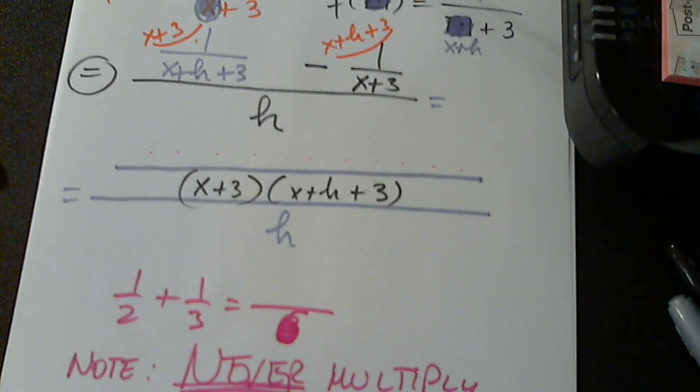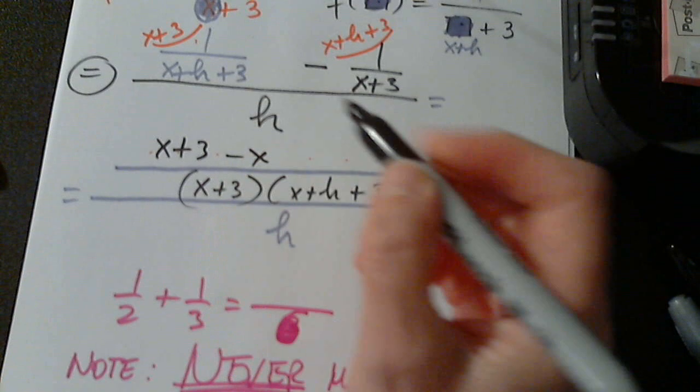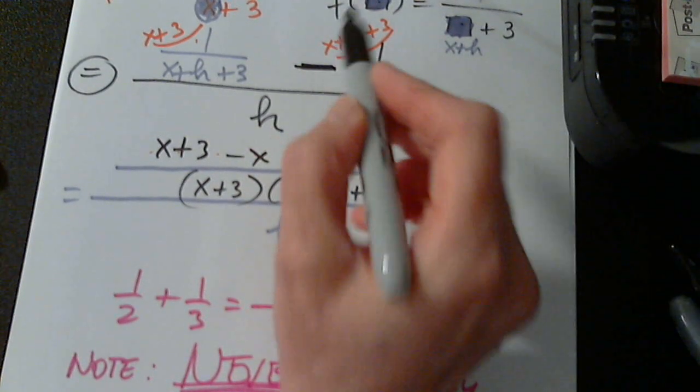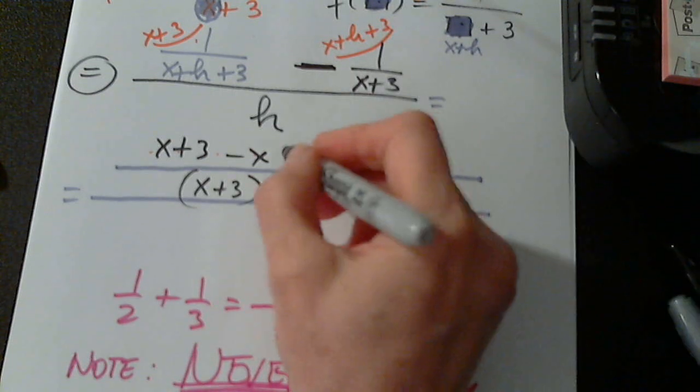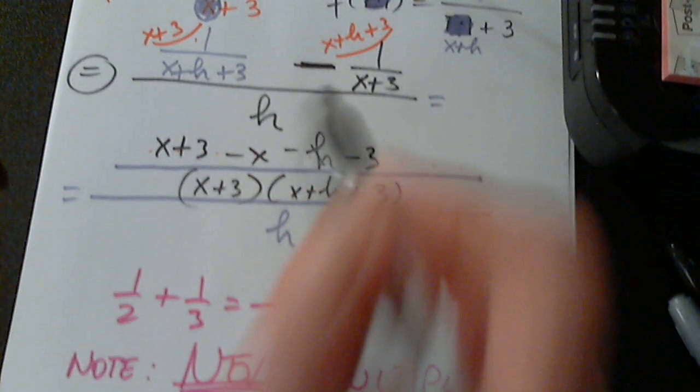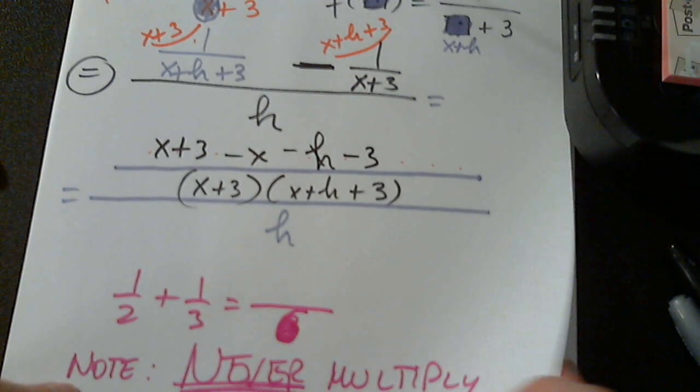X plus 3 minus x plus h plus 3. We cannot pick and choose. Minus h minus 3. Excellent. Great job. Okay, this is not done.